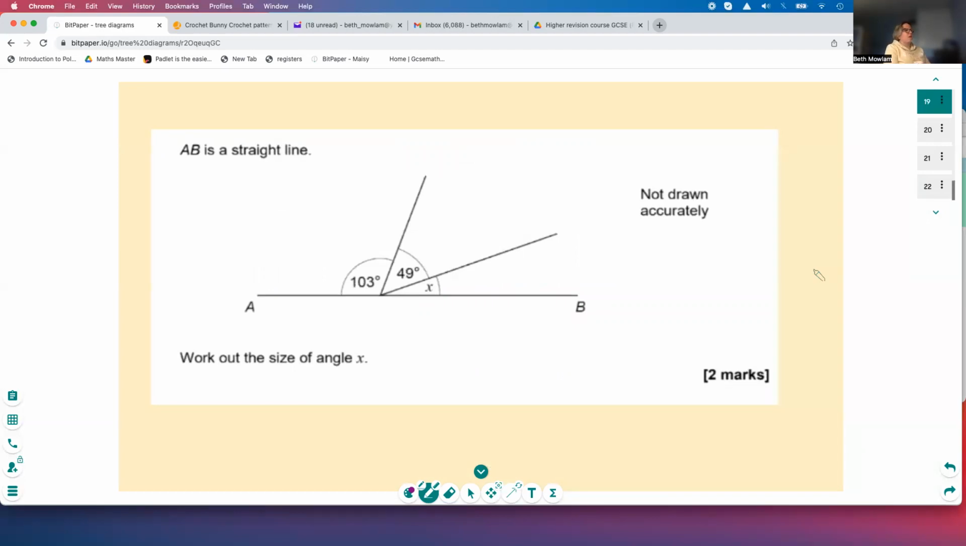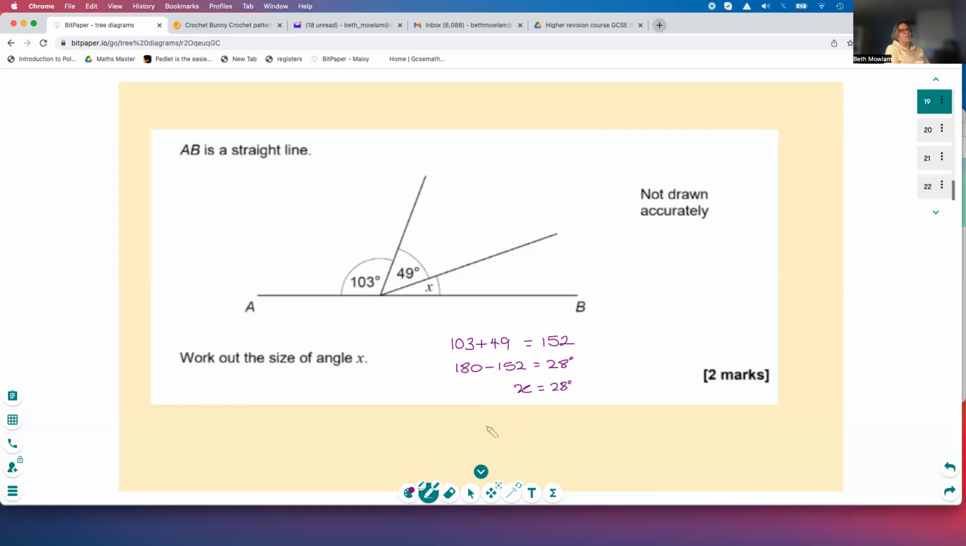We go again. AB is a straight line. Work out the size of angle X. So remember what we do is we take the ones we know and add them up. 103 add 49 is 152. Angles on a straight line add up to 180. So 180 minus 152 is 28. So X equals 28 degrees.